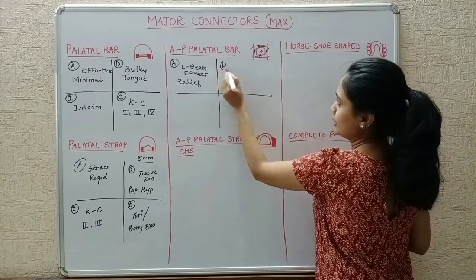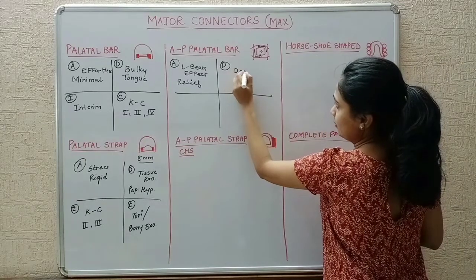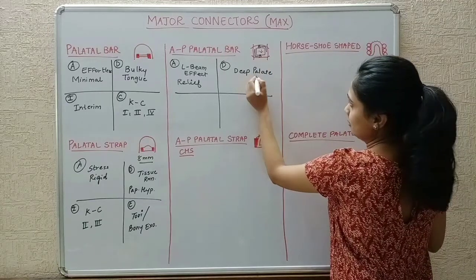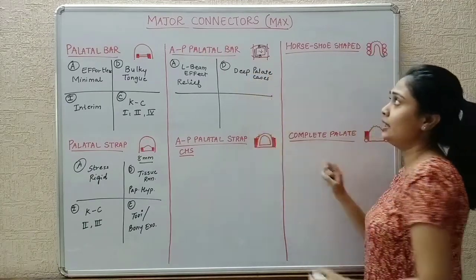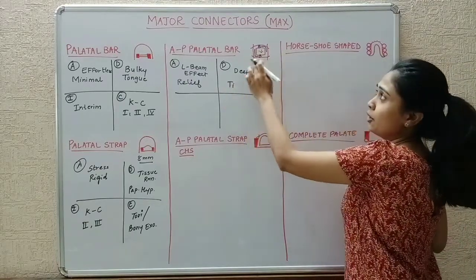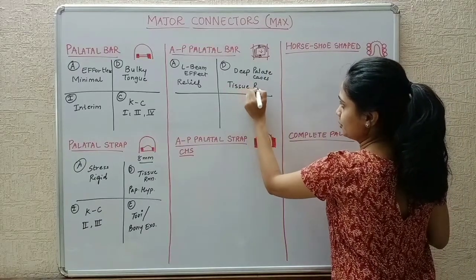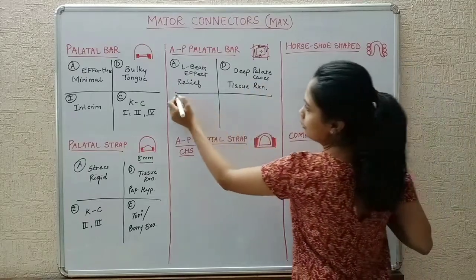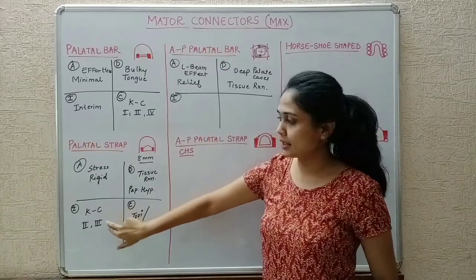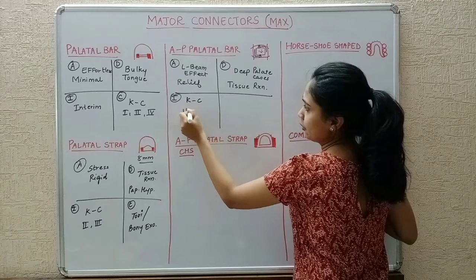Moving on to the disadvantages. When there are deep palate cases, we cannot use this design. And secondly, it also interferes with the tissues because there is a lot of metal all over the palate. Moving on further to the indications. Here we could give the palatal strap in Kennedy's class 2 and 3. Here we'll give it in class 2 and 4.